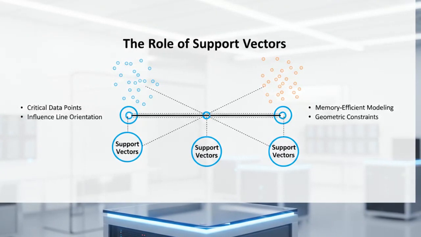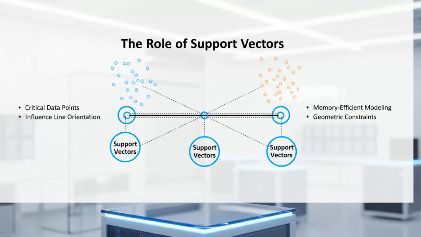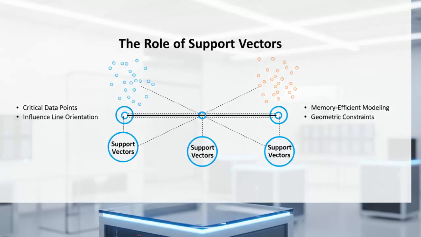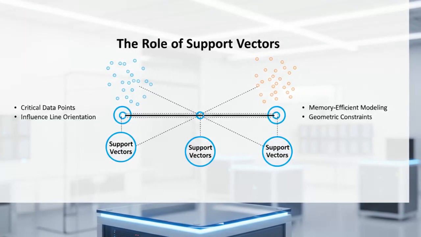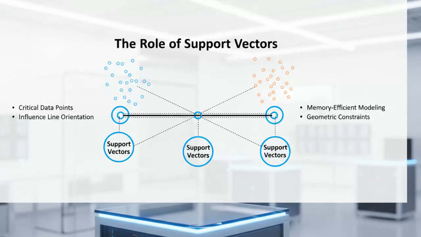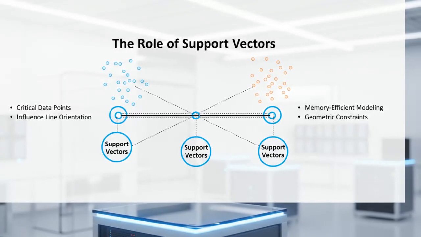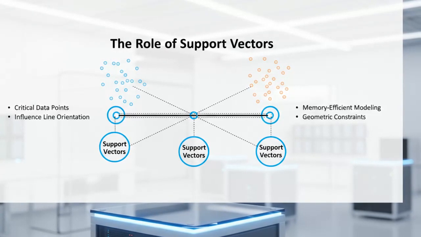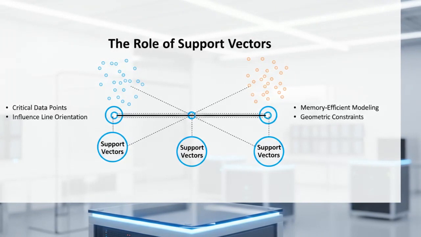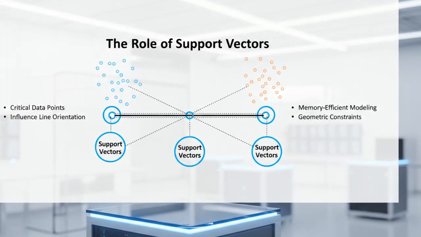Because the model relies only on these specific vectors, SVMs are remarkably memory efficient. They don't need to keep the entire dataset in memory to make a decision. Only the support vectors matter. This makes them ideal for ultra-scalable systems where memory footprint is a key design constraint.